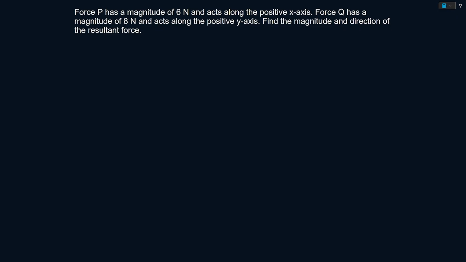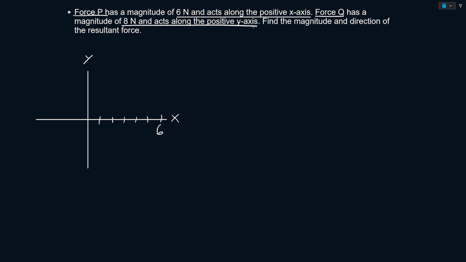Force P has a magnitude of 6 newtons and acts along the positive x-axis. Force Q has a magnitude of 8 newtons and acts along the positive y-axis. Find the magnitude and direction of the resultant force. The easiest way to visualize this problem is by graphing it. Our first force, force P, has a magnitude of 6 newtons and acts along the positive x-axis. Our second force, Q, has a magnitude of 8 newtons and acts along the positive y-axis.